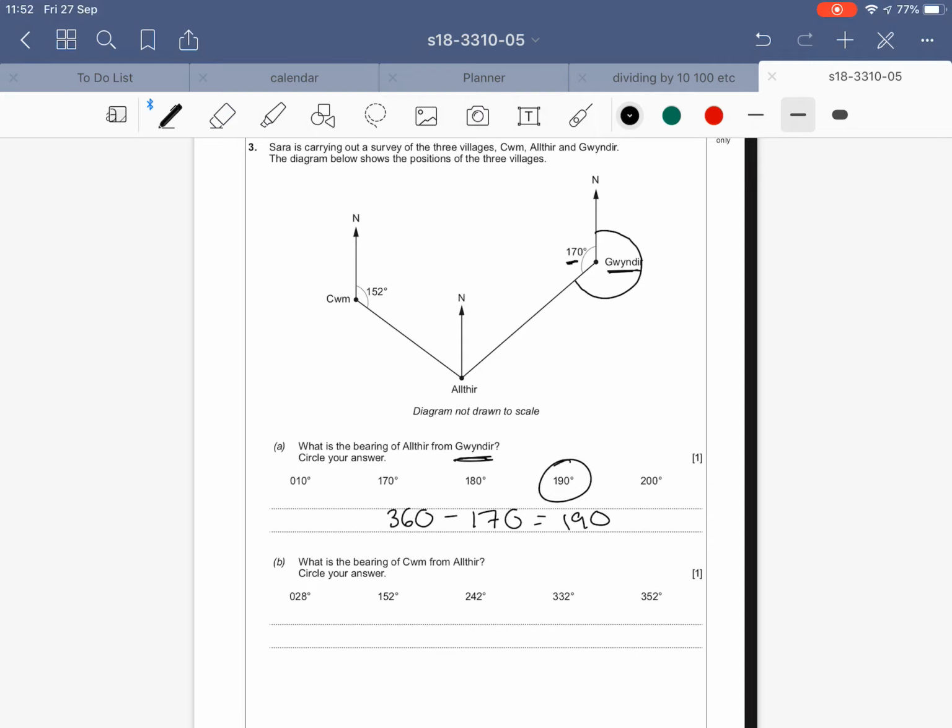What is the bearing of Cum from Alta? So again, we're going from this one. You go up to your north line, around until you hit Cum. So you want that whole bearing there. You should know a couple of facts. It's a back bearing from Cum, so you could just add 180 to it. You should know these two add up to 180 anyway. And then you can take it away from 360. You'll end up with the same answer of 332.